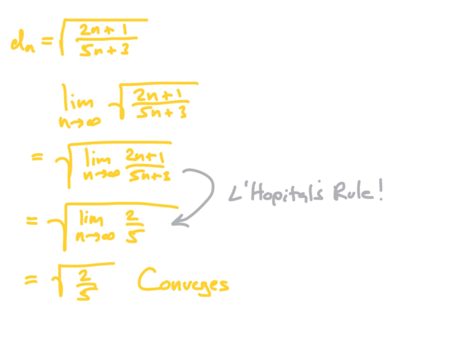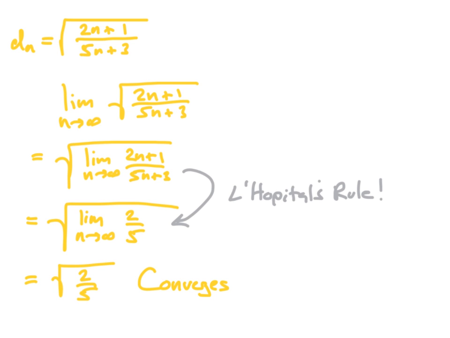Our fourth sequence is d sub n equals the square root of (2n plus 1) over (5n plus 3). Here we have a simpler sequence, (2n plus 1) over (5n plus 3), sitting inside the square root function. When we have the limit as n approaches infinity of such a situation, as long as our function, in this case the square root, is continuous at our limiting value of the inside sequence, we can bring the limit inside our continuous function. And that's exactly what we do here.